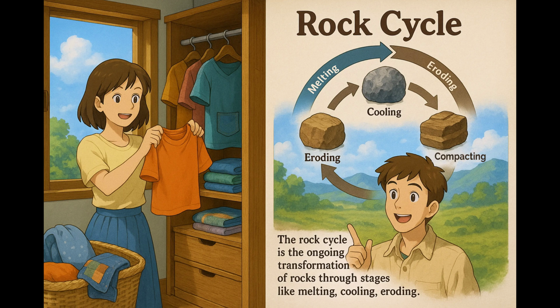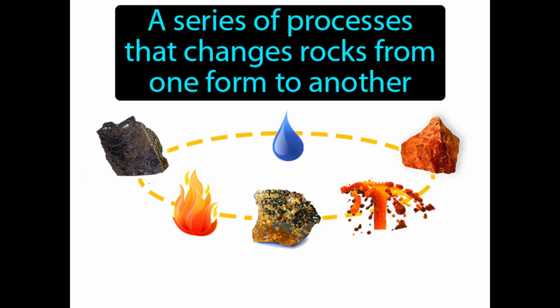Just like your closet constantly changes and evolves with each reorganization, rocks undergo transformations through the rock cycle, morphing from one type to another over time. In this analogy, your closet represents the Earth's crust, the clothes are the rocks, and the process of decluttering and repurposing reflects weathering, melting, and pressure that convert rocks from igneous to sedimentary to metamorphic forms and back again.